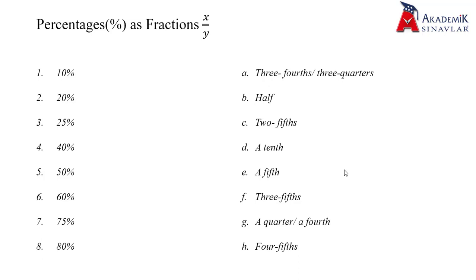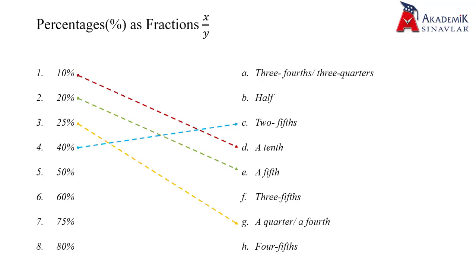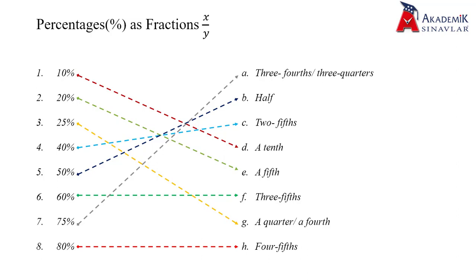10% equals a tenth. 20% is a fifth. 25% equals a quarter or a fourth. 40% is 2/5. 50% a half. 60% 3/5. 75% 3/4 or three quarters, and 80% equals 4/5. As you observed, these are the ones that have simple fractions.